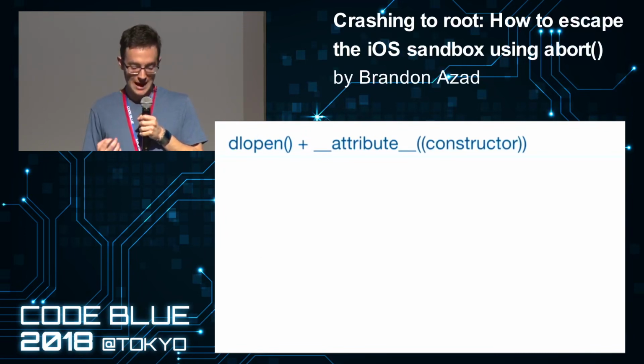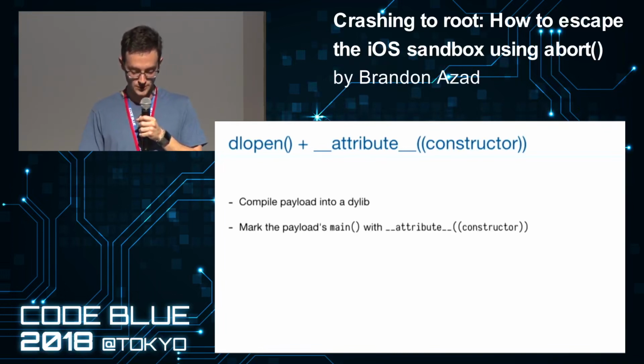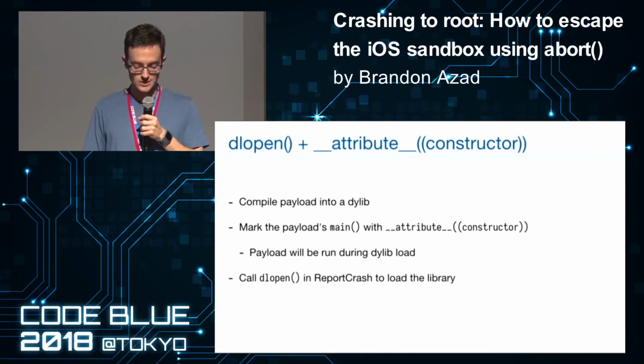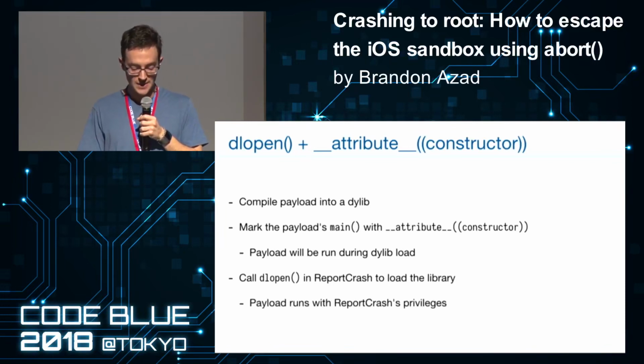So let's look at how the dlopen technique works first. We'll compile our payload into a dylib, and then mark the payload's main function with __attribute__((constructor)). This will cause our payload to be run automatically during the dylib loading process. And once we have our compiled dylib, we can use thread_exec to call dlopen inside reportcrash, which will cause reportcrash to load our payload. Then the payload will run inside reportcrash and inherit all of its privileges.